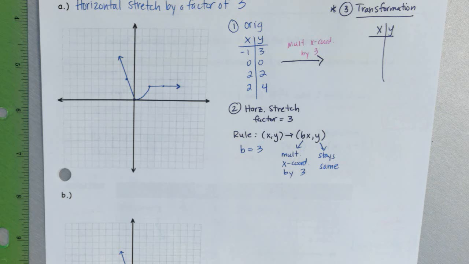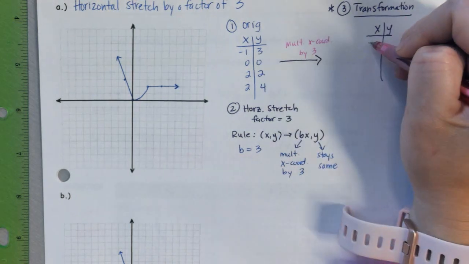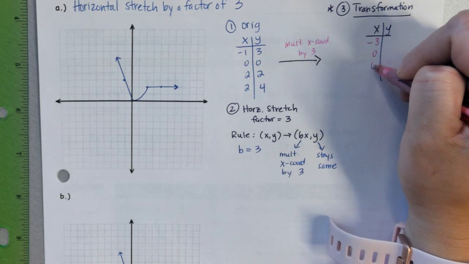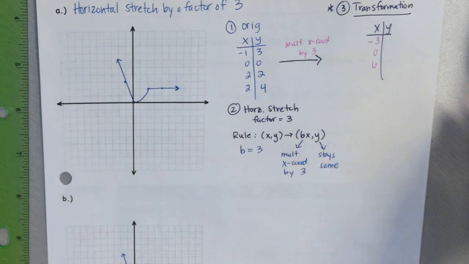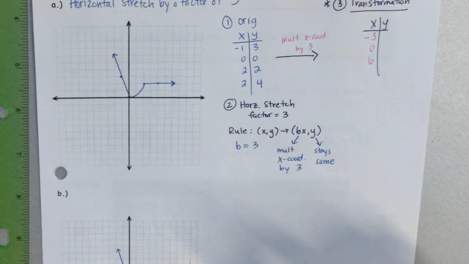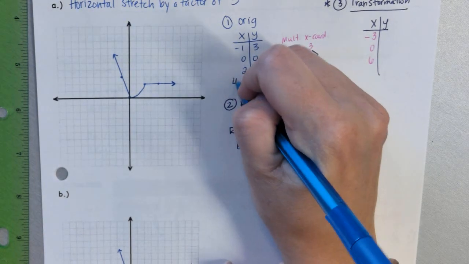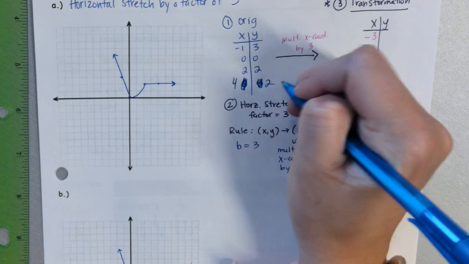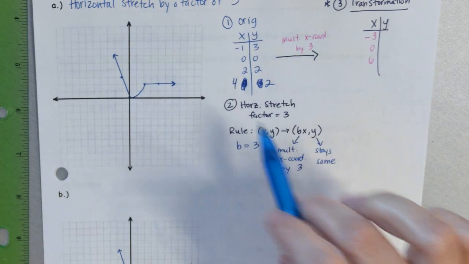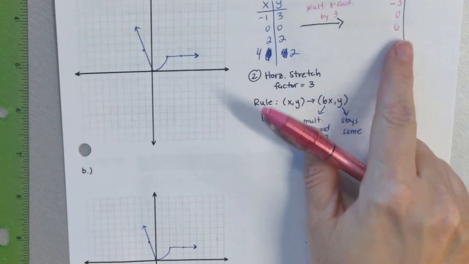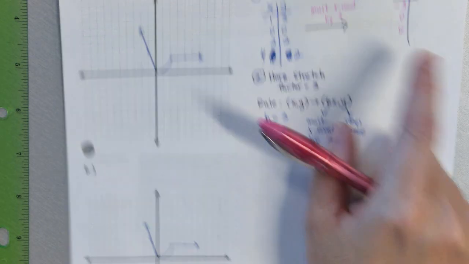So let's multiply them all by 3. So negative 1 times 3 is negative 3. 0 times 3, 0. 2 times 3, 6. And, oh, what did I do wrong? Why didn't you help me? Yes, it's supposed to be 4, 2. See? It's okay. We make mistakes sometimes. It's 4, 2 is the original, right? Yep. Okay, and I would have realized that too if I graphed it, because then that wouldn't have looked correct.